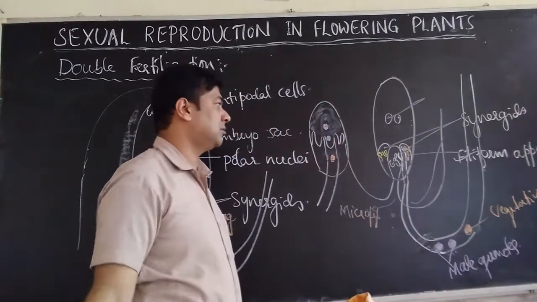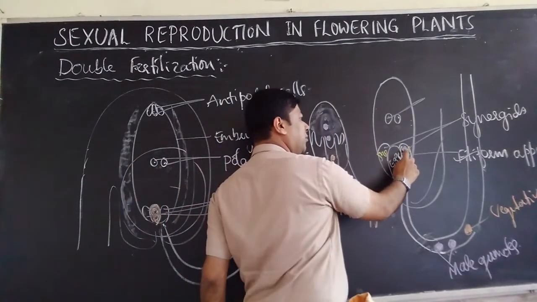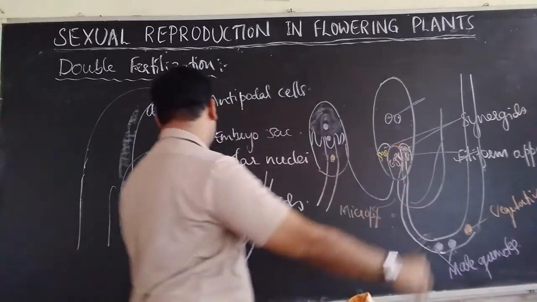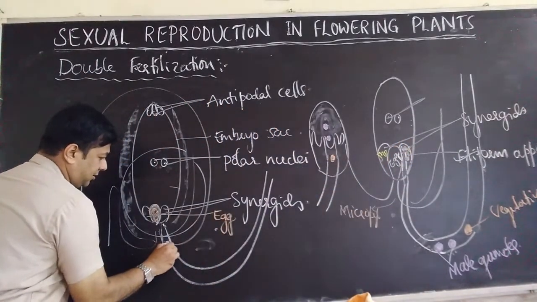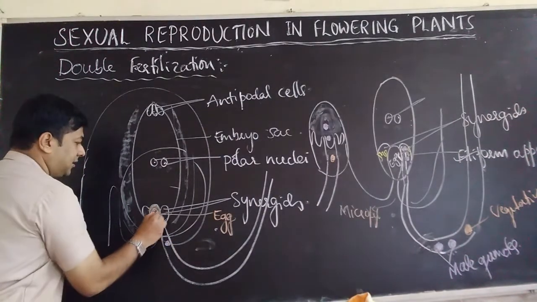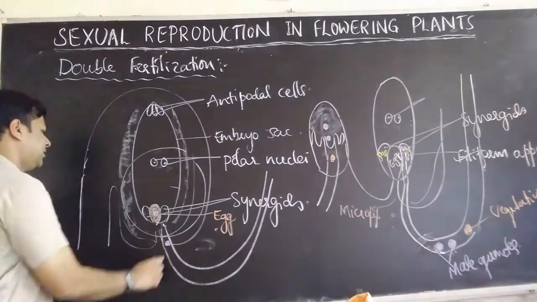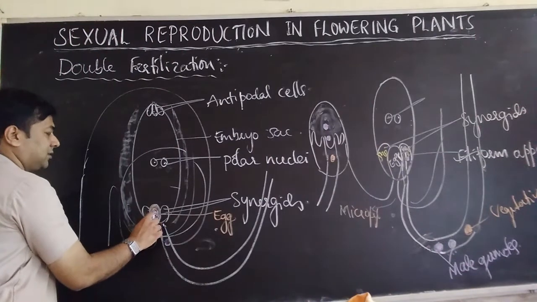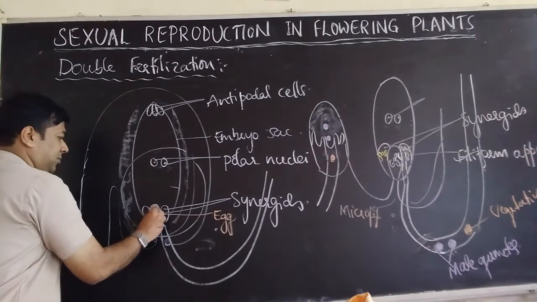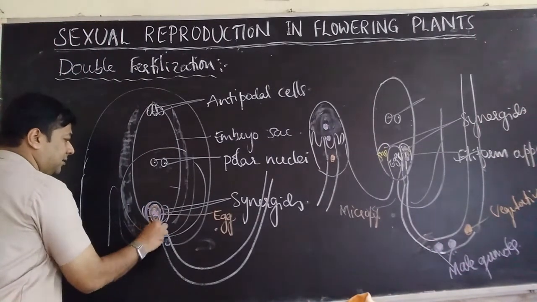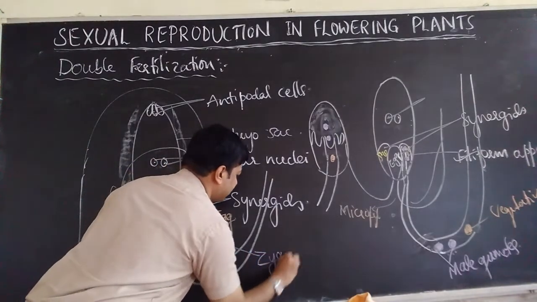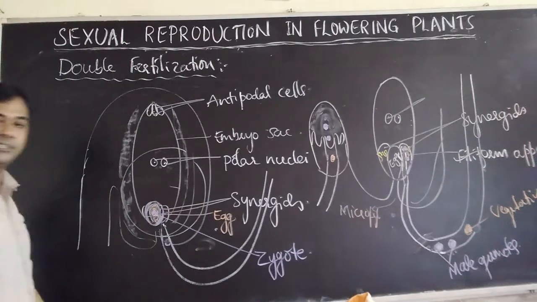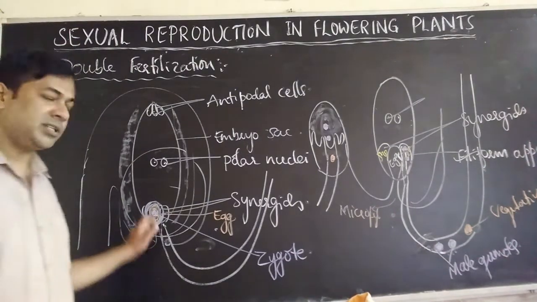Then what should happen? The first nucleus will now meet the egg, will meet the nucleus of the egg. Then this part becomes a zygote. How is the zygote produced?